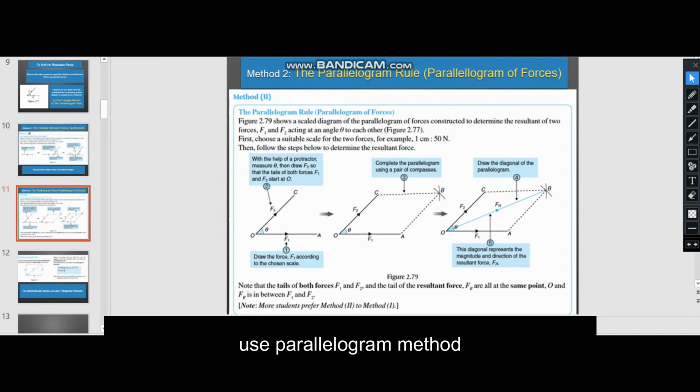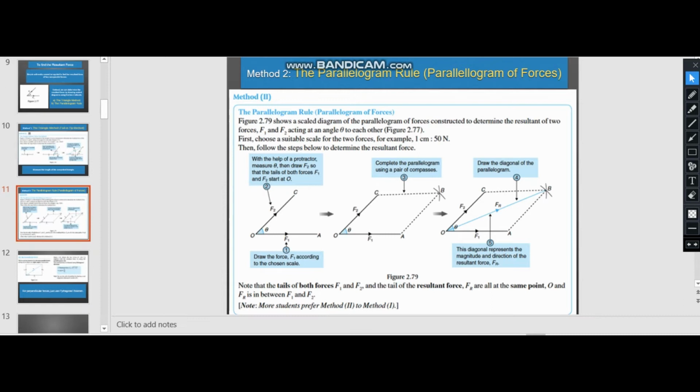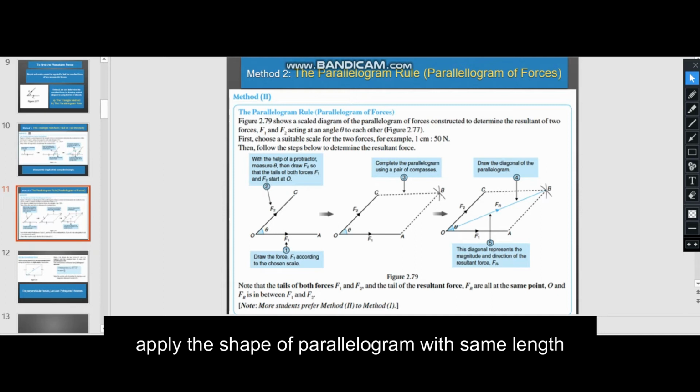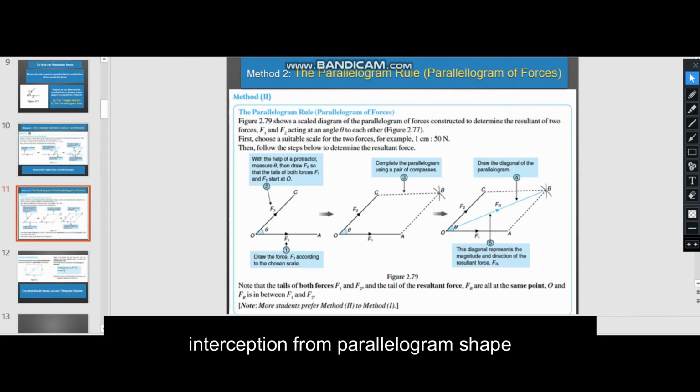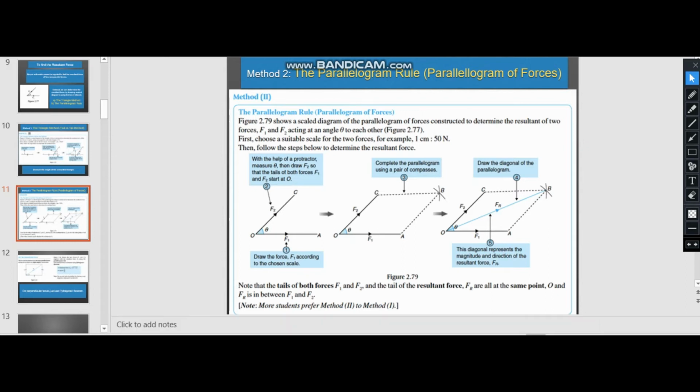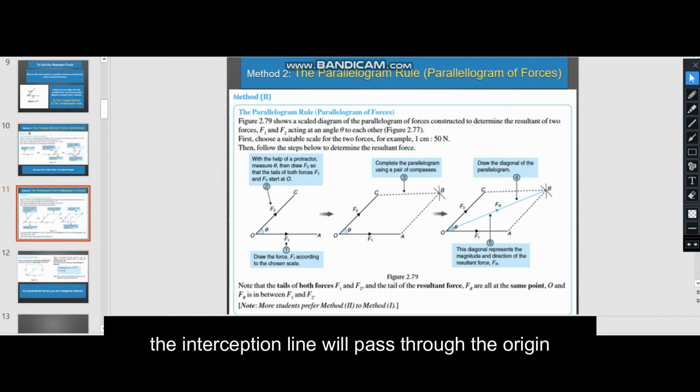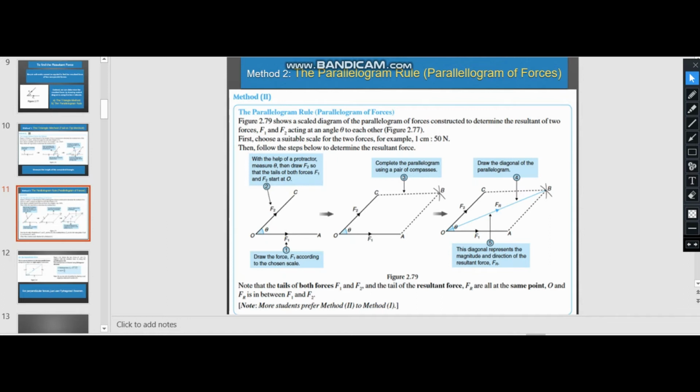Or the next one, we could use the parallelogram rule. From the force applied upward with an angle and the force applied horizontally, we can form a parallelogram with the same lengths. There will be an intersection of both forces in the parallelogram, and this diagonal goes through from the origin. Therefore, we can determine the direction of the resultant force.